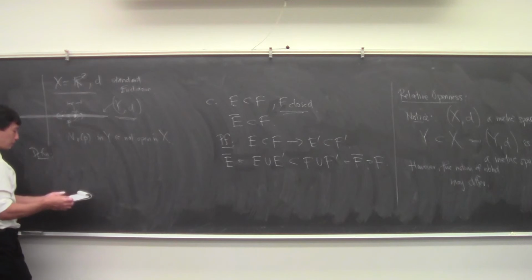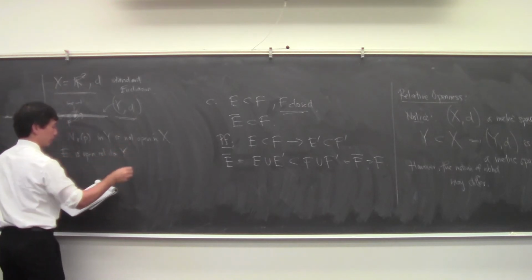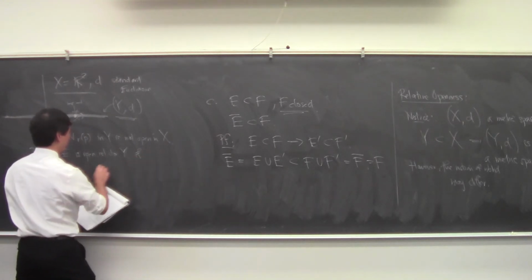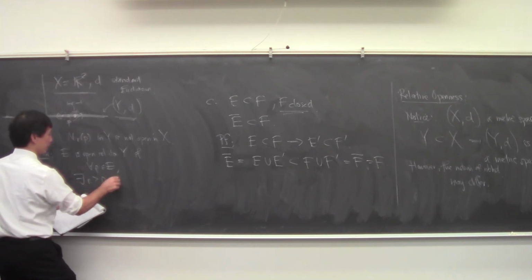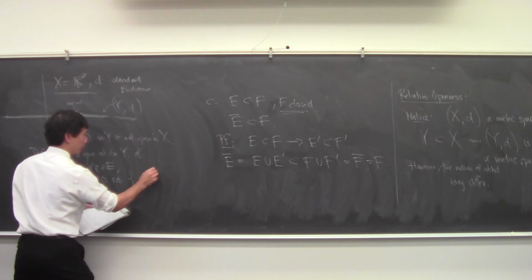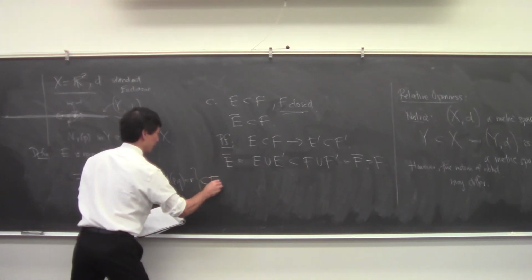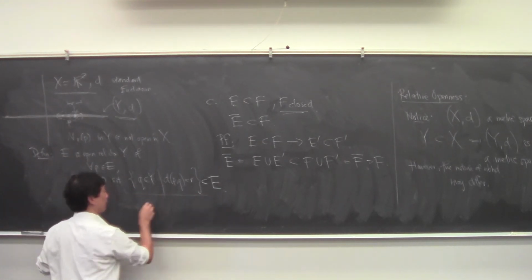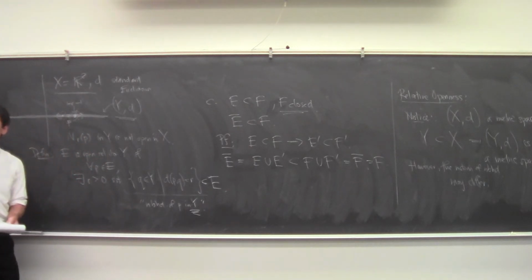So that's the definition here. E is open relative to Y if for all P in E, there exists R greater than 0 such that the Y neighborhood is contained in E. This thing is a neighborhood of P in Y, not a neighborhood of P in X.